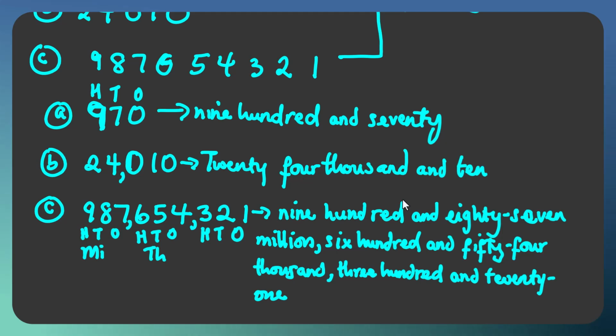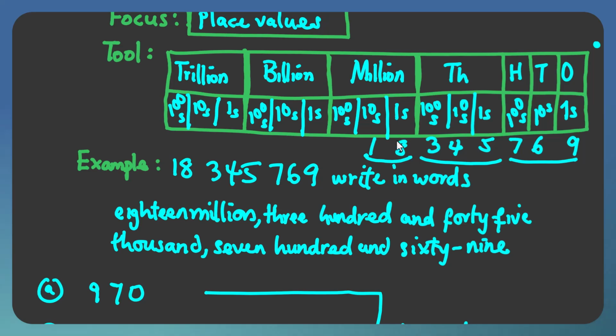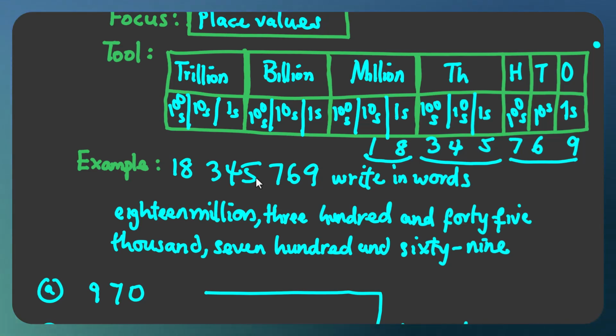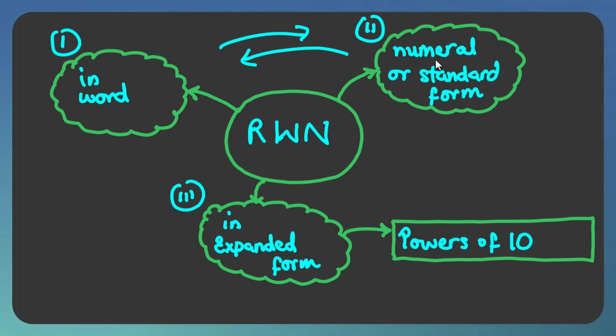And so this is how we address our numbers in terms of determining the words using our place value system as shown right here. So on our next video, we're going to be looking at how to represent whole numbers using numerical or standard form.